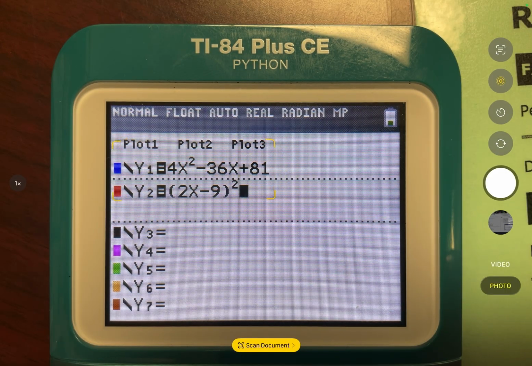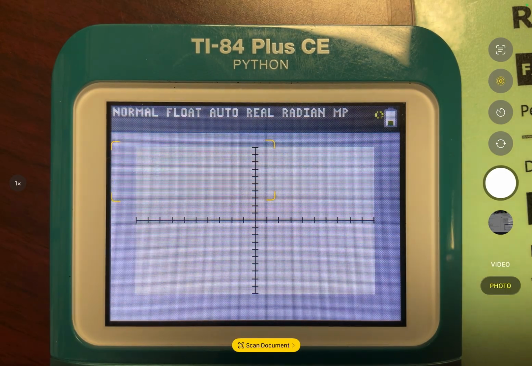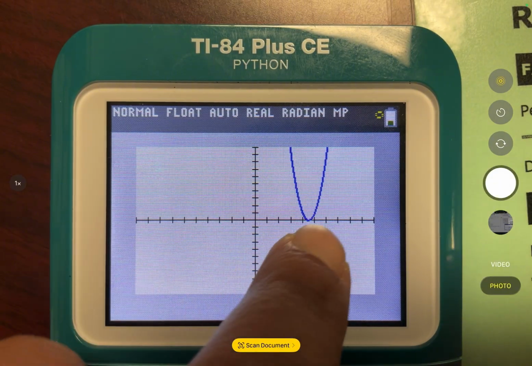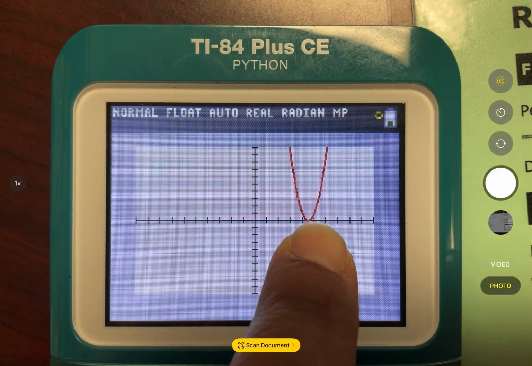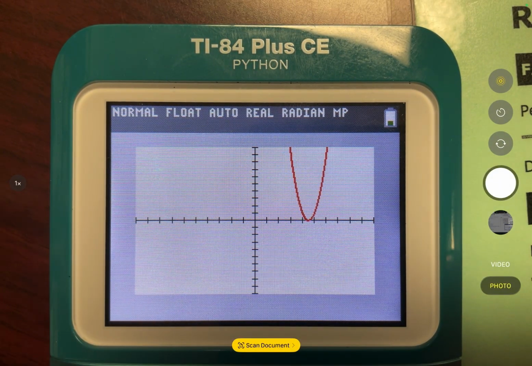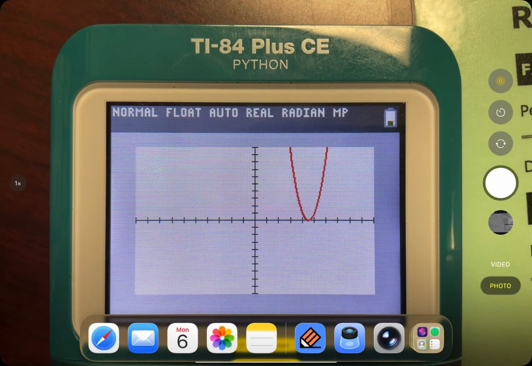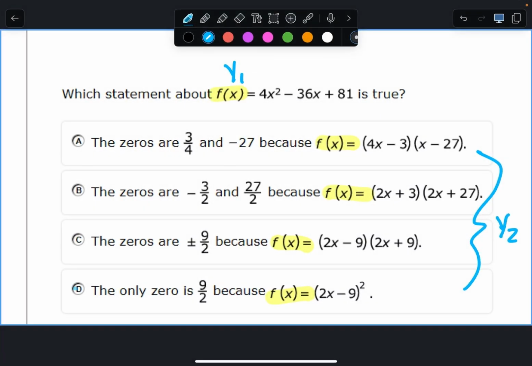If I do answer choice D, there's my parabola, and the other one graphs right on top of it. So answer choice D is correct. Very good.